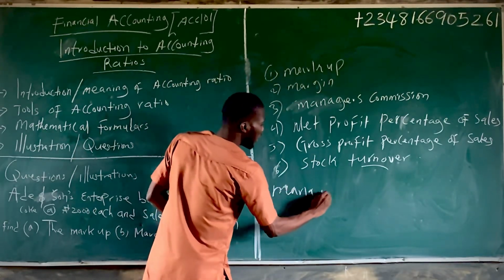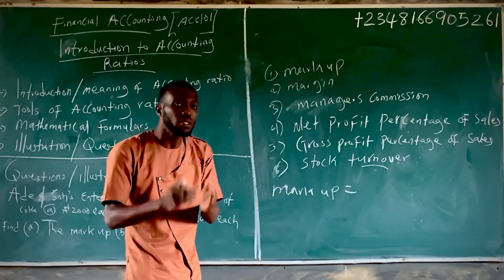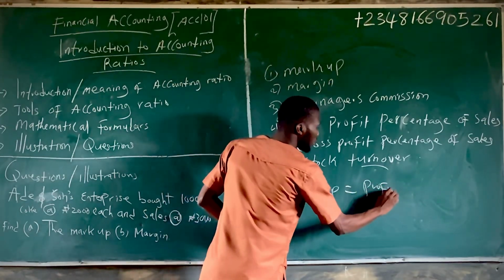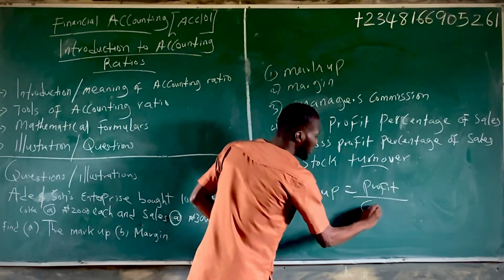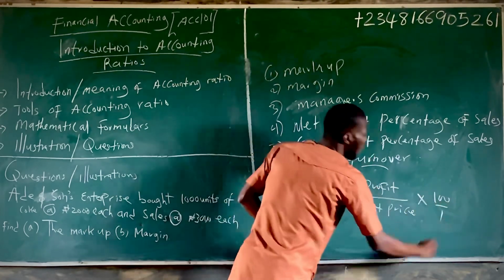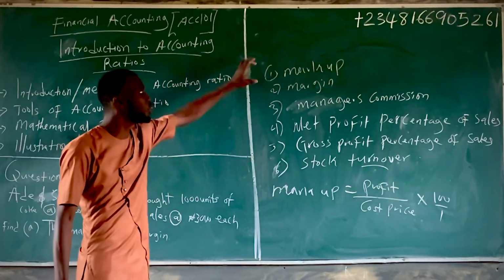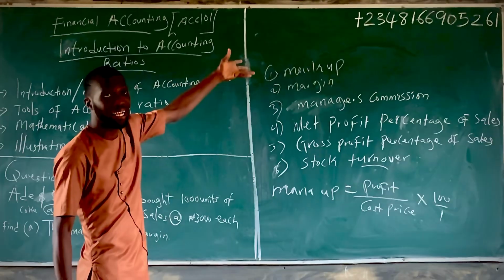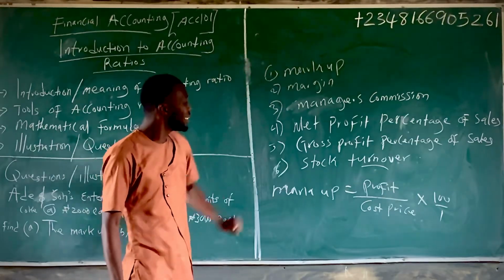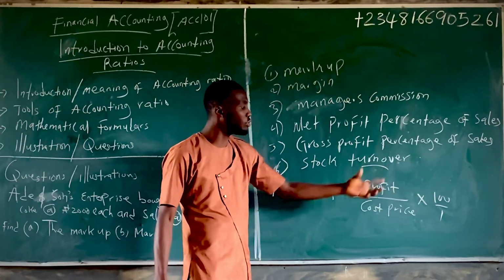Markup. I said markup is to show the relationship between your profit and your cost price. Now, how do I calculate my markup? Markup is always your profit divided by your cost price, times 100 over 1. That is what we mean by the markup: profit over the cost price. That is one of the tools used to measure the performance of the business organization, basically on profit. The formula is profit over the cost price times 100 over 1.